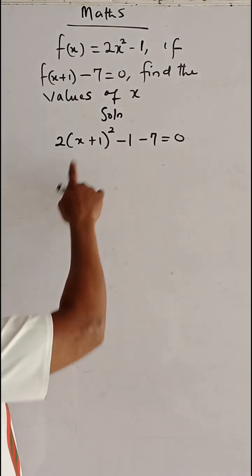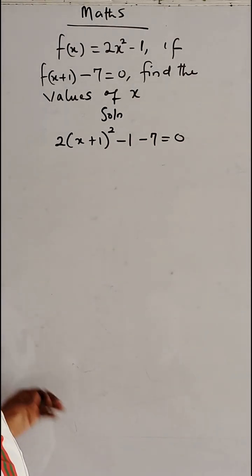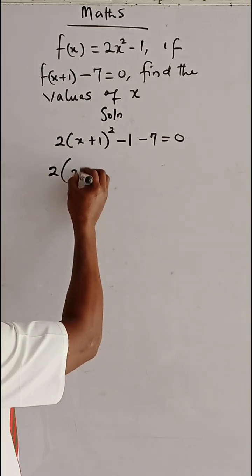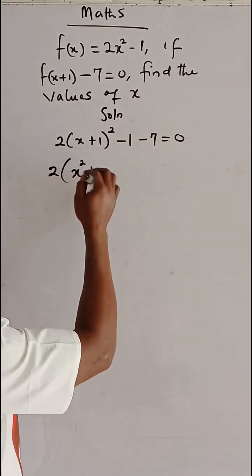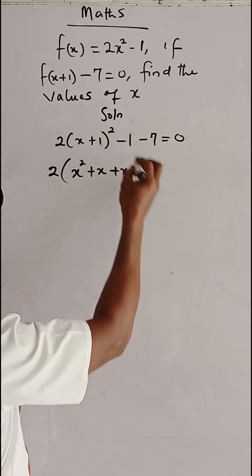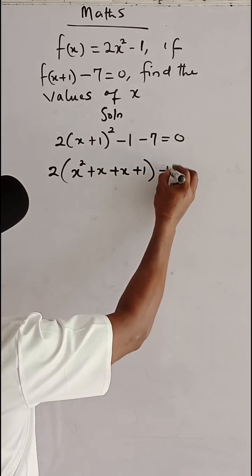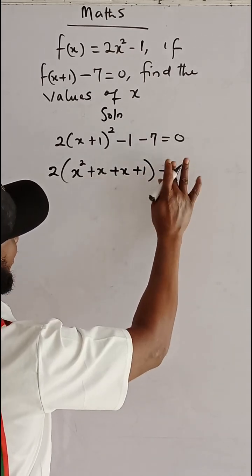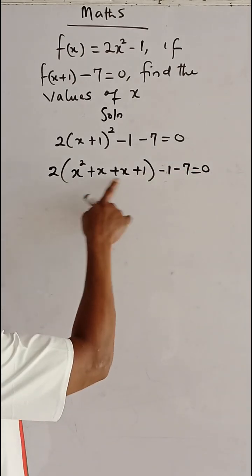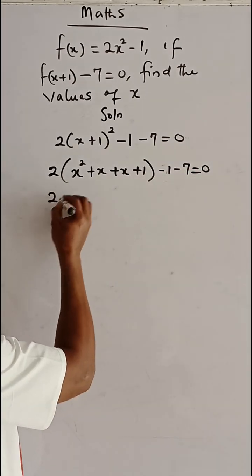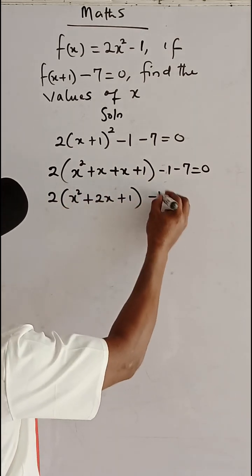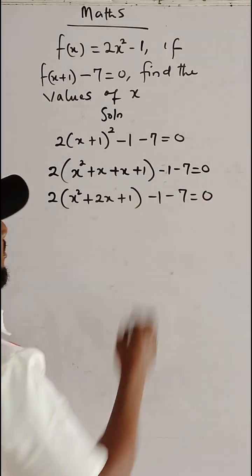So if we square this, I can do this directly without having to write two parentheses. So that's going to give us x squared plus x times 1, x, then 1 times x is another x, then 1 squared is 1, minus 1 minus 7 equal to 0. So x plus x is 2x. So I can write this as x squared plus 2x plus 1 minus 7 equal to 0.